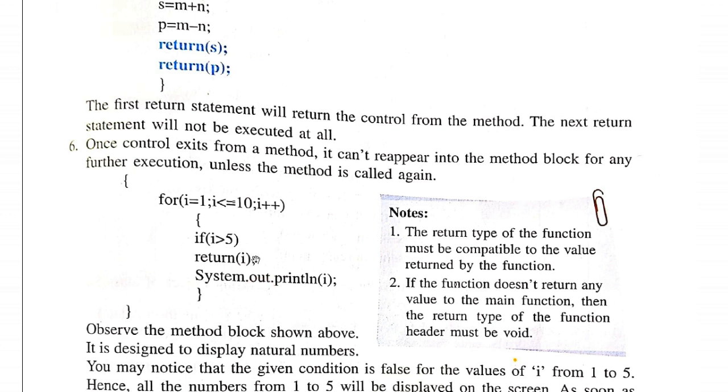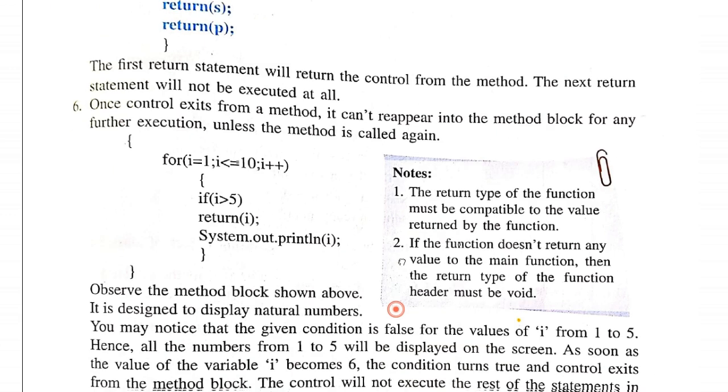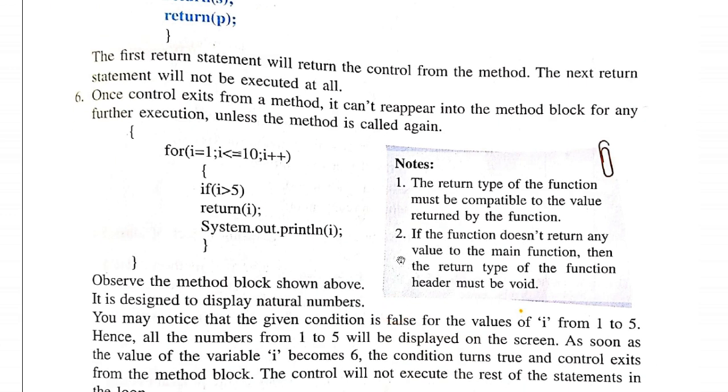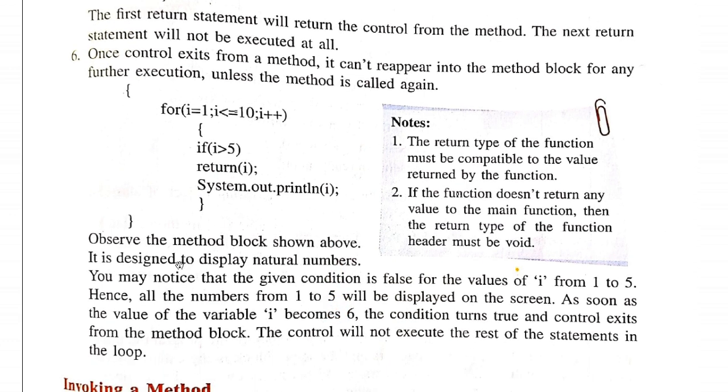And the next one, once control exits from a method, it cannot reappear into the method block for any further execution unless the method is called again. Look at here. For i = 1, i <= 10, i++. If i is greater than 5, return i. SOP statements, here we are printing the value of the i.